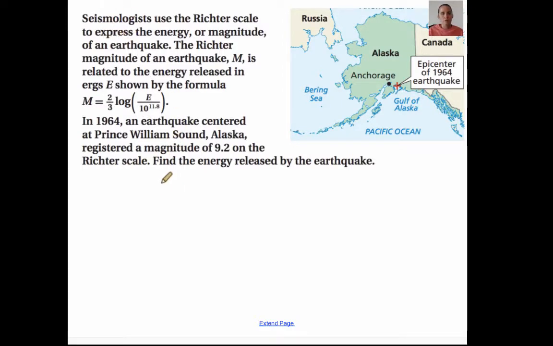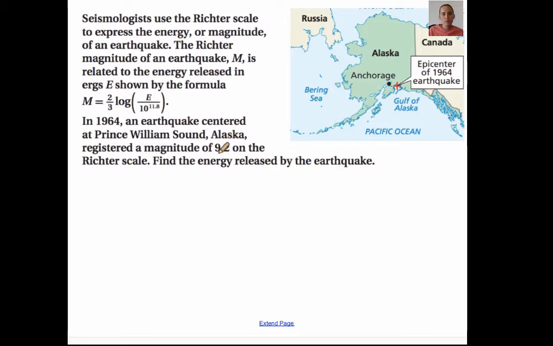Seismologists use the Richter scale to express the energy or magnitude of an earthquake. The Richter magnitude of an earthquake, M, is related to the energy release in ergs, E, by the formula right here. This is what I'm interested in. Here's the formula that I'm going to be using. Then it says, in 1964, an earthquake centered in Prince William Sound, Alaska, registered a magnitude of 9.2 on the Richter scale. Find the energy released by the earthquake.